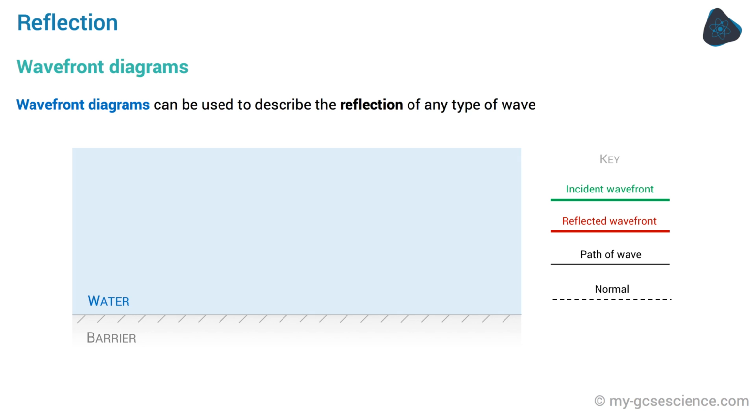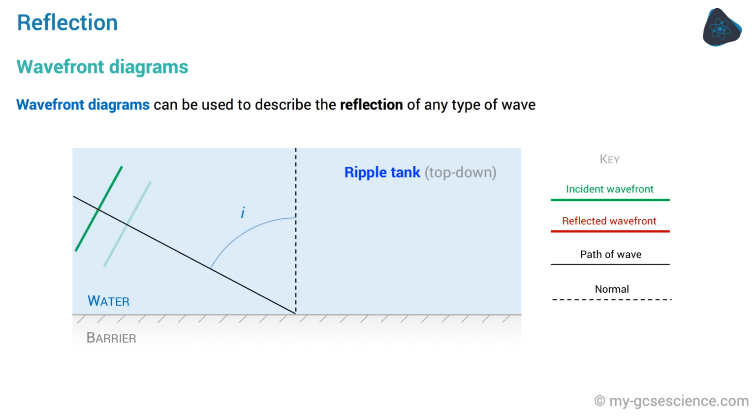Wavefront diagrams can be used to describe the reflection of any type of wave from a surface, but it's probably easiest to think about how they can be used to represent water waves. Let's say we're looking at a ripple tank from the top down, and we direct a water wave towards this barrier at an angle to the normal like this. Remember that these wavefronts represent the equivalent points on adjacent waves, so here we could be looking at three wave peaks as they travel towards the barrier.